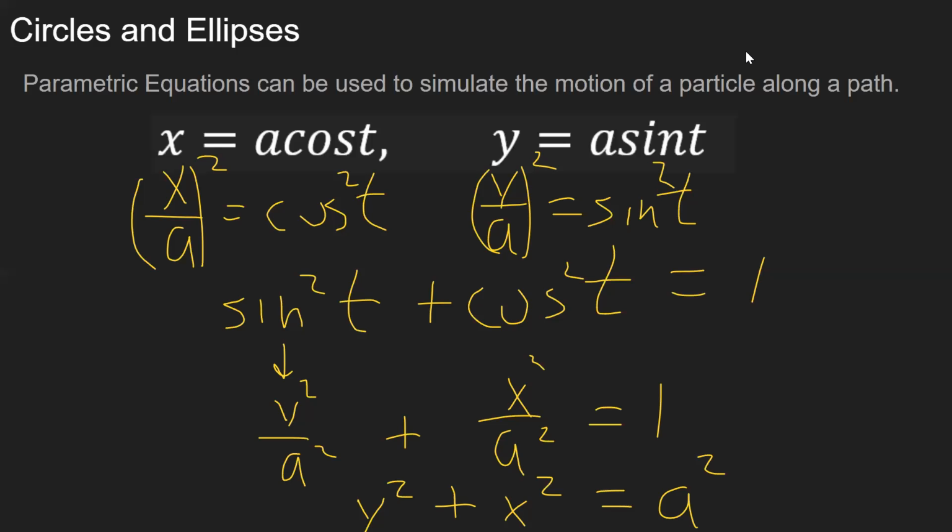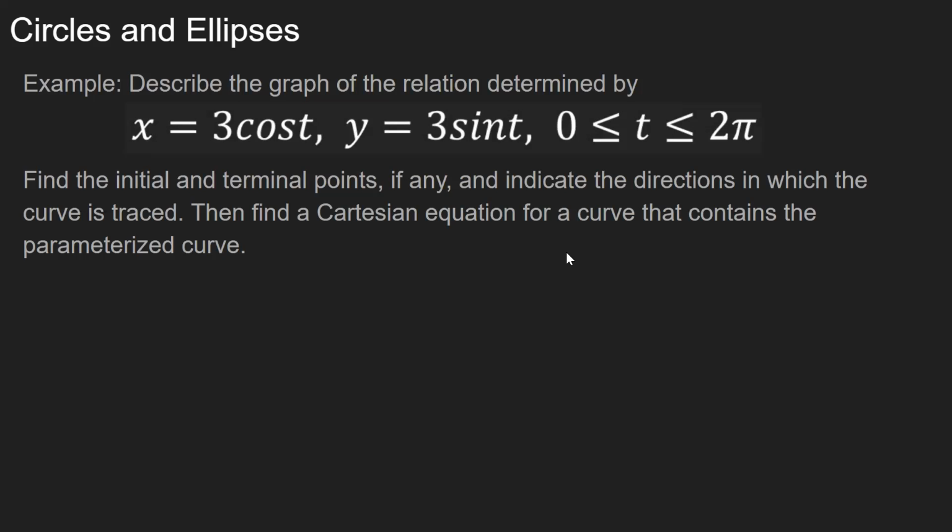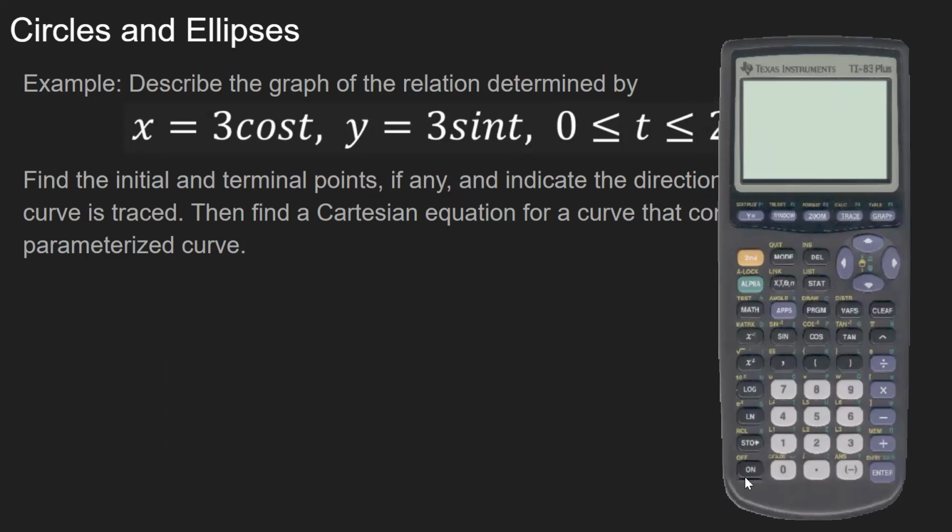Okay, so let's see what we can do with this. Now we want to describe the graph of the relation determined by x equals 3 cosine t and y equals 3 sine t for t from 0 to 2 pi. We want to find the initial and terminal points, if any, and indicate the direction in which the curve is traced. And then we want to find a Cartesian equation for a curve that contains the parameterized curve. Now, in the previous video, I showed you how to do this with a graphing calculator. So I'll assume we know how to put it in parametric mode.